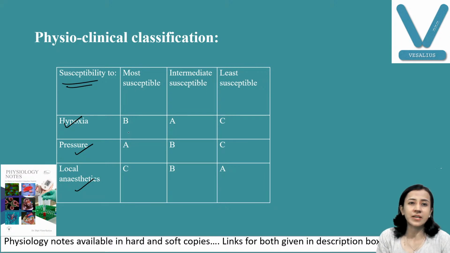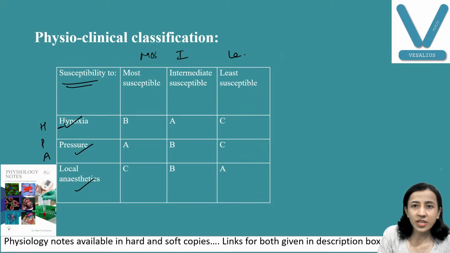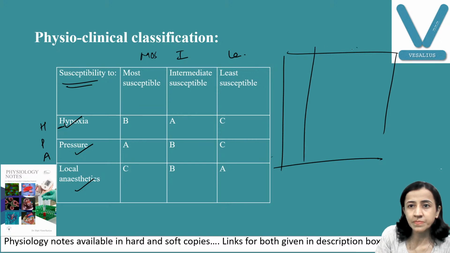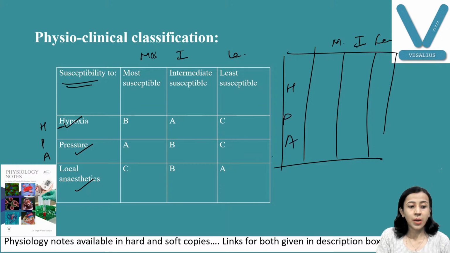Easy way to remember here: you have to make a table like this. Susceptibility to hypoxia, HPA. Write down HPA like this. Most susceptible, intermediate, and least susceptible. Then HPA: H for hypoxia, P for pressure, A for anesthetics.